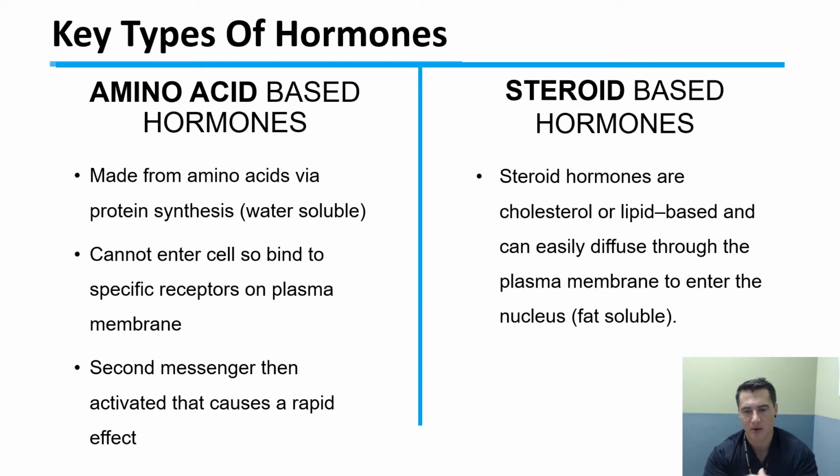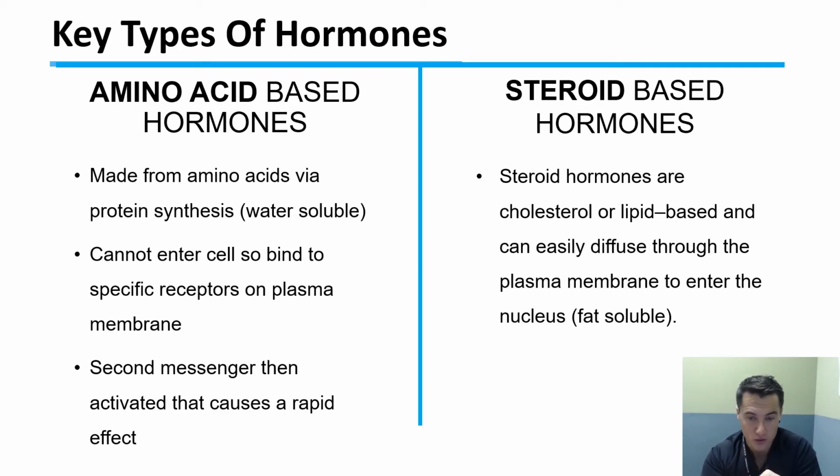Remember that a cell membrane is made up of a double layer of fats called phospholipids, and the outsides of those two phospholipids that line up like this to make a cell membrane are attracted to water, and the insides repel water. So an amino acid based hormone is made from amino acids, so it's made from proteins, and it's water soluble. This means that it cannot enter through a cell membrane, because a cell membrane is made of fats.